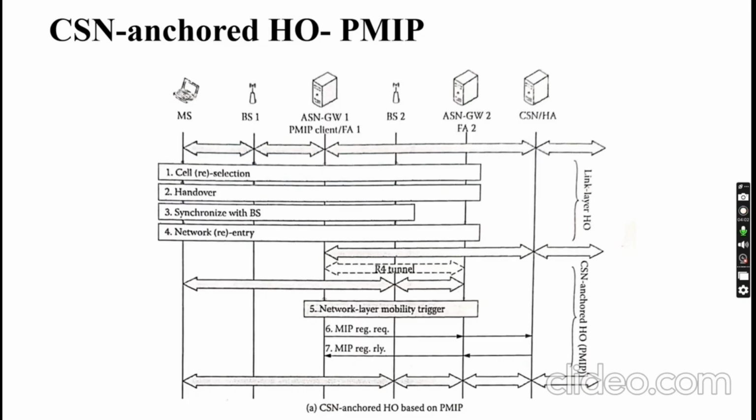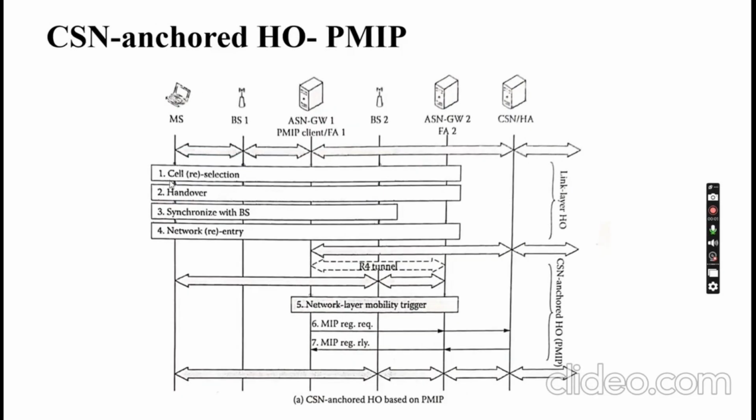So in CSN anchored handover, there are two different terminologies. One is proxy mobile IP. The second one is client mobile IP. This is basically a network layer handover, wherein the ASN handover is a link layer handover. So PMIP and CMIP are the two different mechanisms under CSN anchored handover. This network layer handover supports two different configurations of IP, that is IPv4 and IPv6. For IPv4, it supports CMIP and PMIP. Both are supported for IPv4, whereas for IPv6 only PMIP is supported.